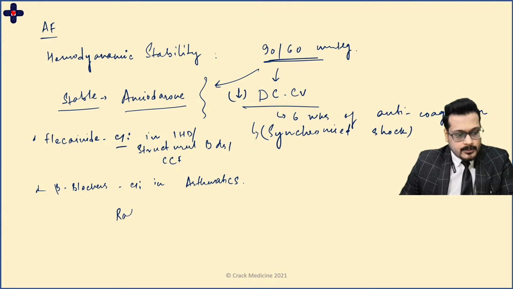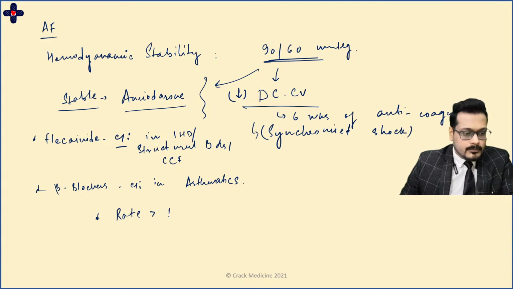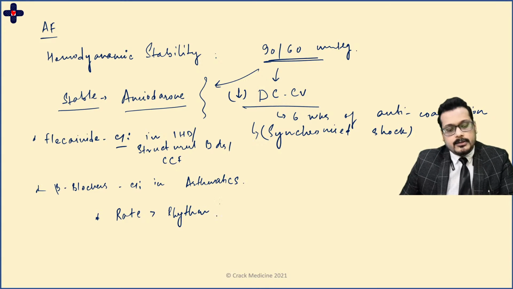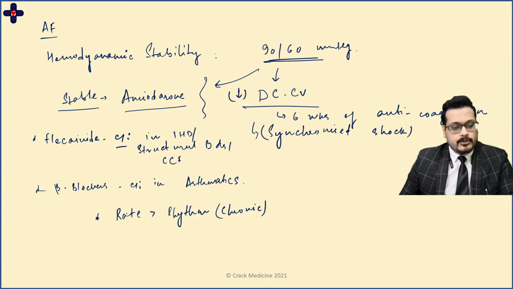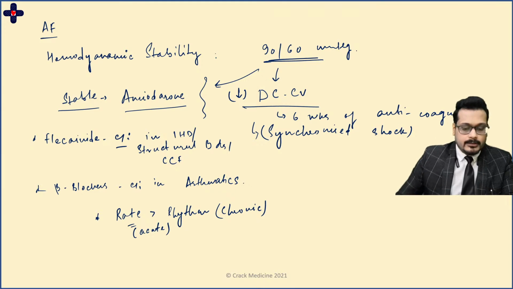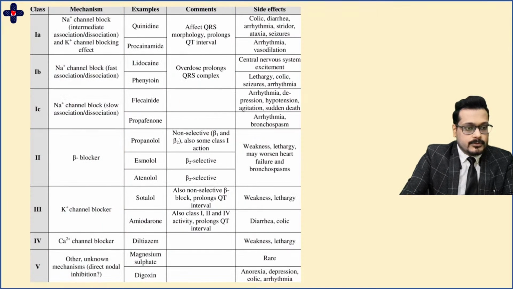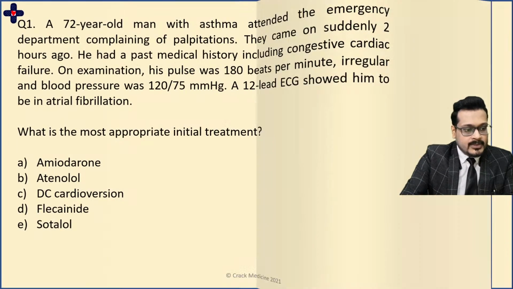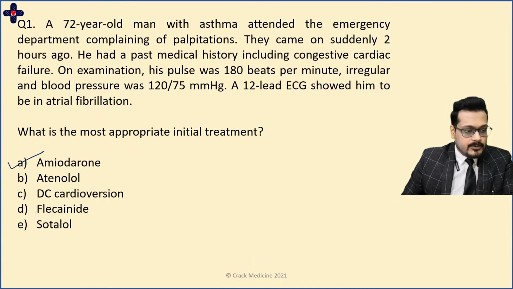Also remember that in an acute setting, you will prefer rate control over rhythm control, because for rhythm control the patient could be in chronic AF, so then you are not bothered so much as you are about rate control in an acute setting. Okay, and we can talk about rhythm control in a patient who is suffering from AF in a chronic way. Okay, so the right answer for this one is amiodarone.